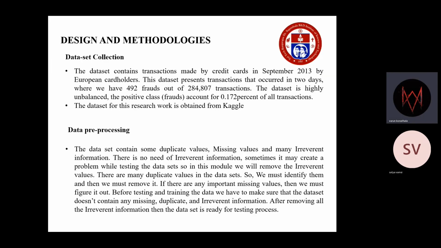Dataset collection. In our dataset, there are a total of 2,84,807 transactions. In those transactions, 492 were detected as fraud transactions by using our algorithm. And data pre-processing: it is used to diagnose the fraud transactions and check whether there are any null values, like missing values or any missing integers or numbers.